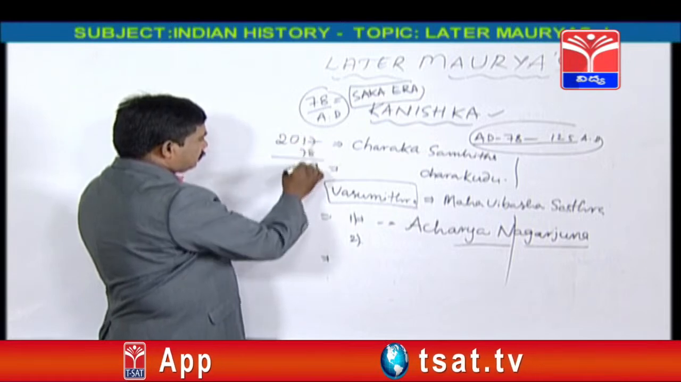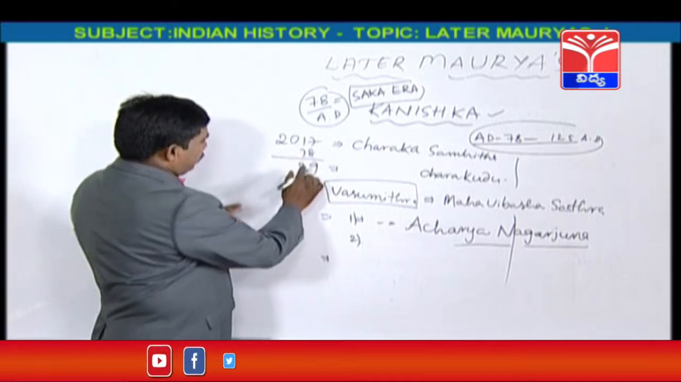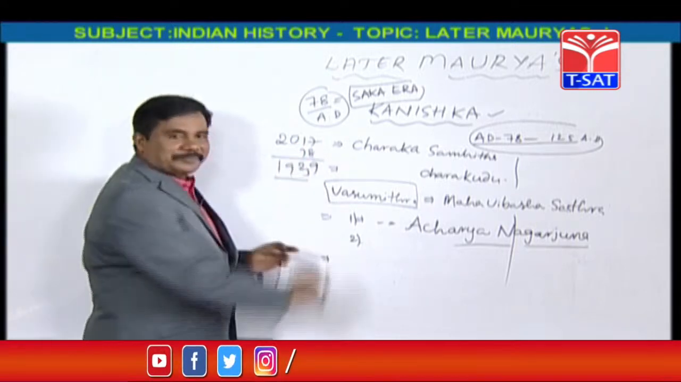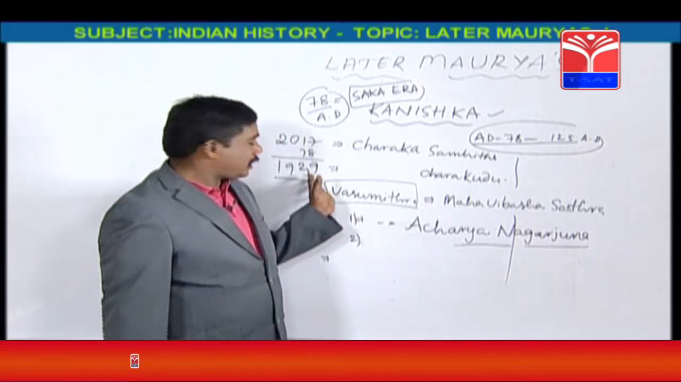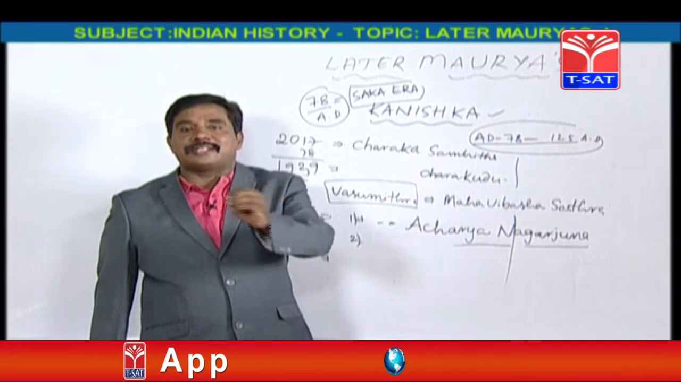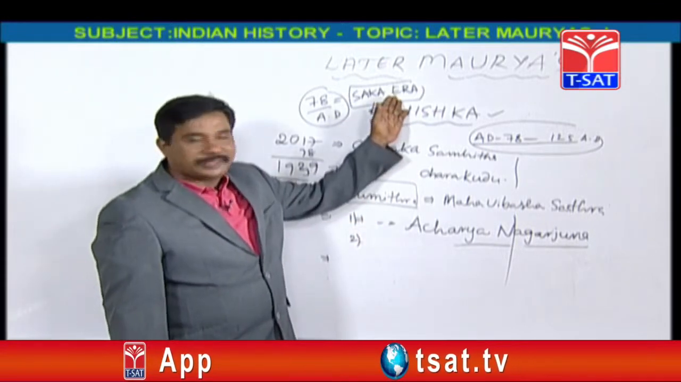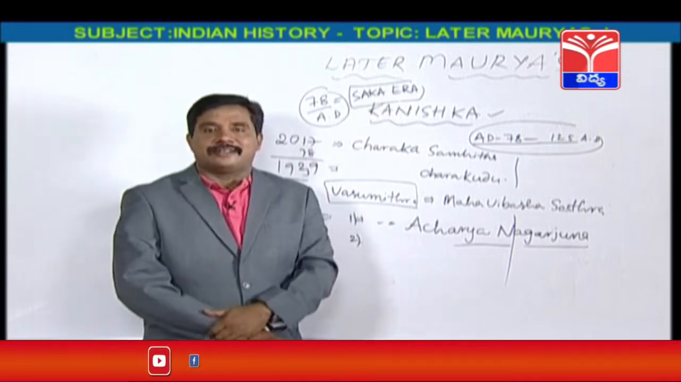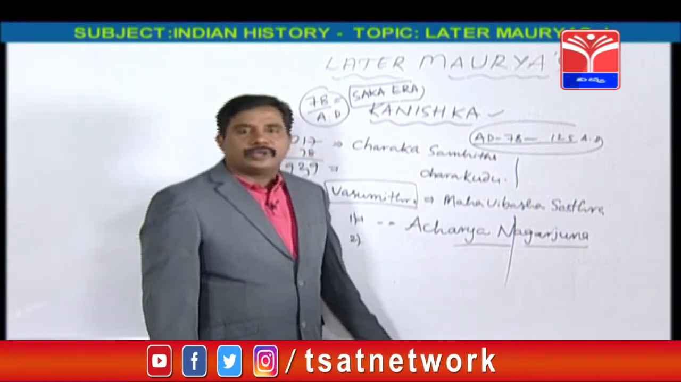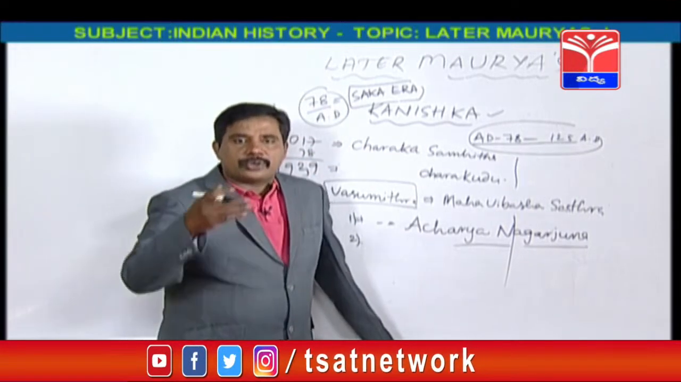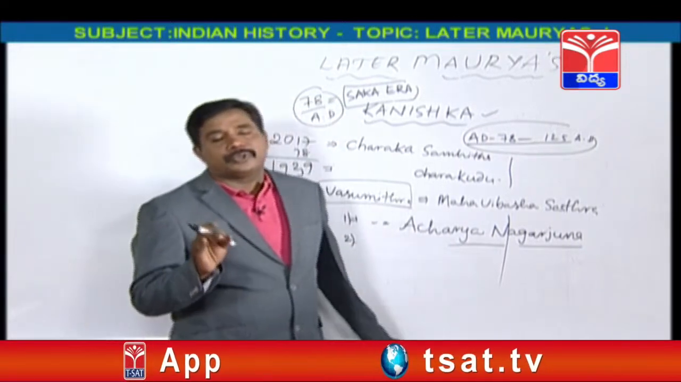So, 1939. If you see the Indian calendar now, in the calendar we have 1939. According to the Shaka era, this is year 1939. Whenever Kanishka came to the throne, from that day onwards it is called the Shaka era. This is a great contribution, a great honor to Kanishka.